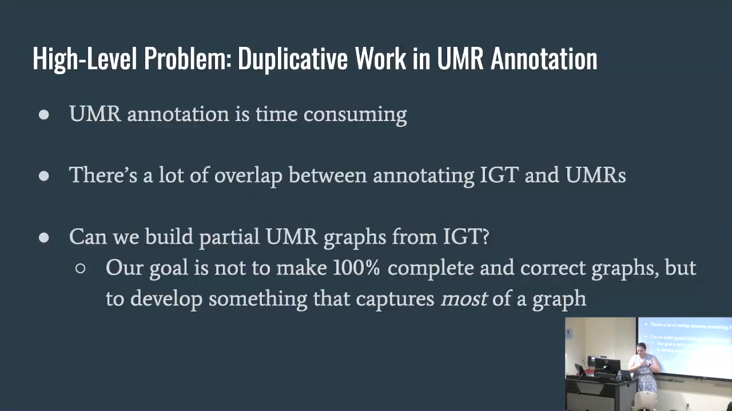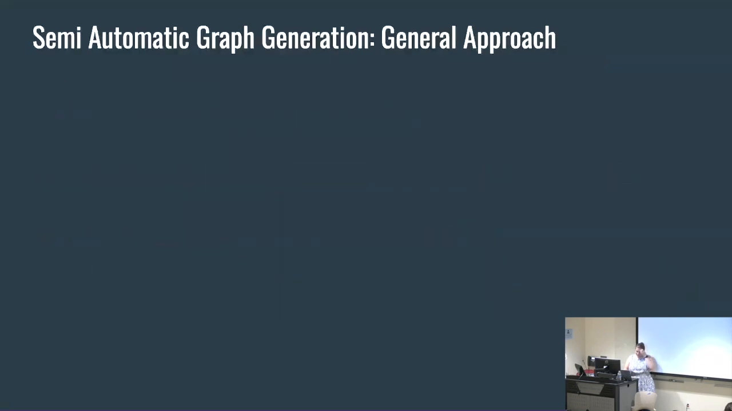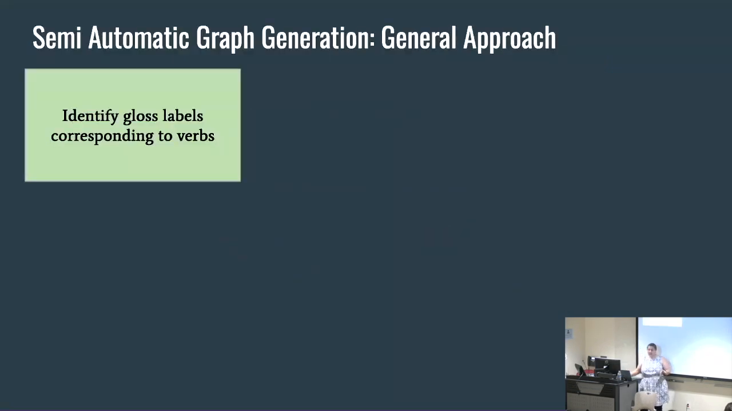So with the graph generation, as I already mentioned, we want to avoid this duplicative work or duplicating effort. There's a lot of overlap between annotating IGTs and annotating UMRs. And so we developed a system that lets us capture most of a graph for many of the sentences. The general approach here is to look into the IGT and define some sort of mapping between the IGT elements and the components of the UMR graph.